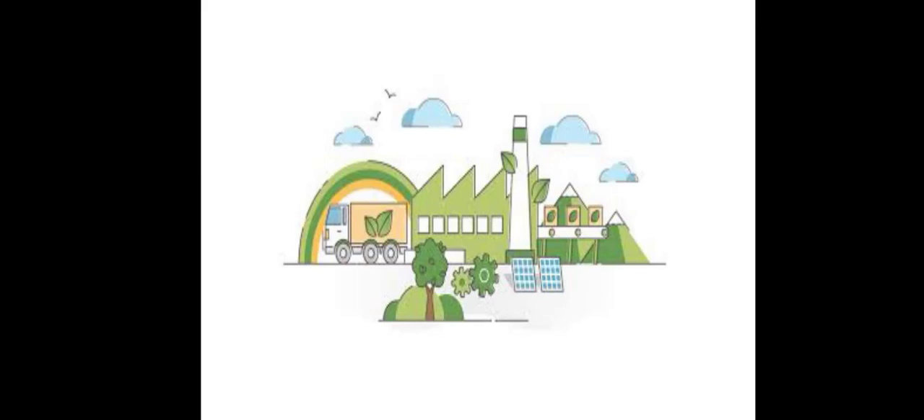Hi everyone. In this session, we are going to learn about sustainable manufacturing. Sustainable manufacturing is known as balancing environmental, social, and economic considerations. It is a holistic approach to produce products that minimize environmental impact, promote social prosperity, and ensure economic viability throughout the entire product lifecycle.